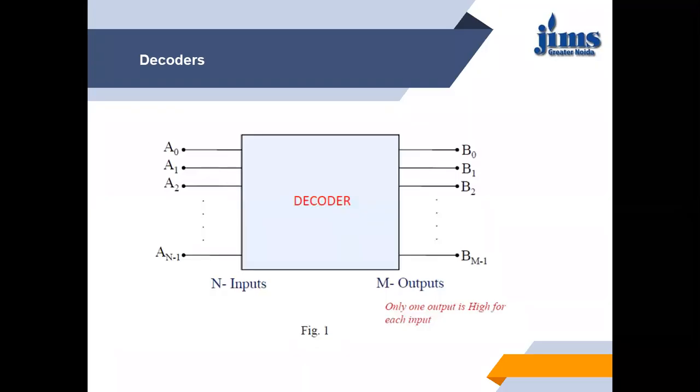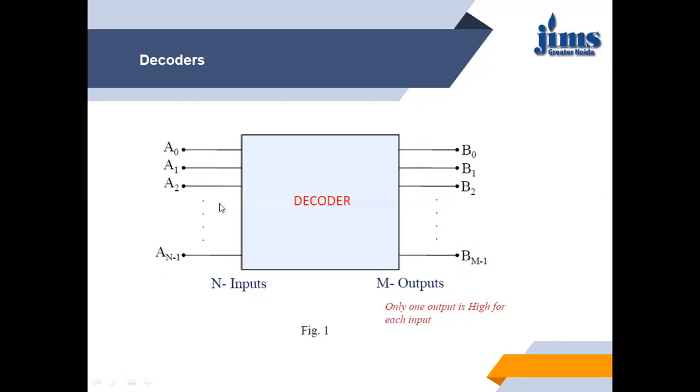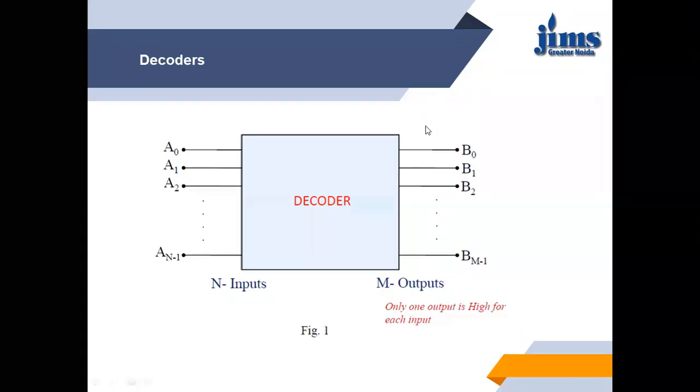So this is a kind of block diagram of a decoder. It has n number of inputs from A0, A1, A2 up to An minus 1, like this. We have denoted output by B. So it has m number of outputs and only one output is high for each input combination. When we move to the truth table, then it will be much more clear what is the relation between input and the output.